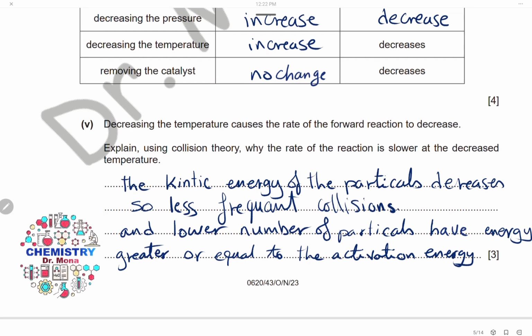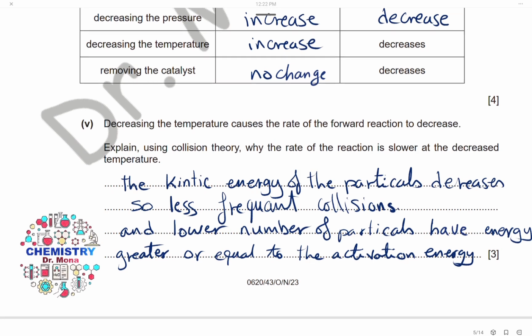Decreasing the temperature causes the rate of the forward reaction to decrease. Explain using the collision theory why the rate of reaction is slower at lower temperature. By decreasing the temperature, the kinetic energy of the particles decreases, so the particles will move slower, and hence we will have less frequent collisions.